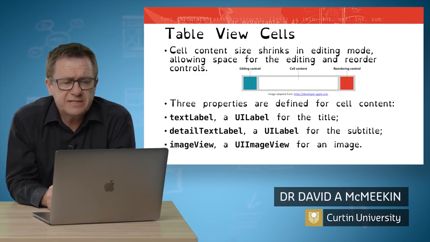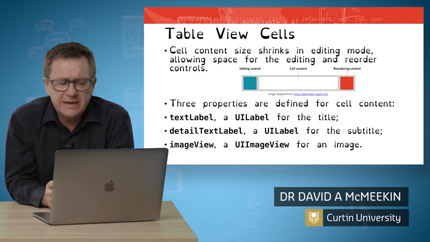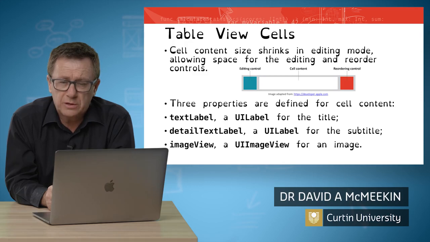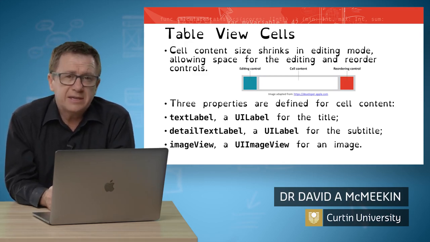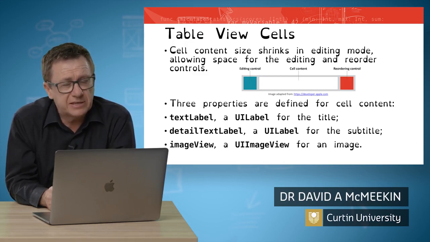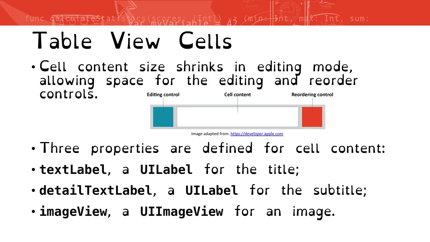Our cell content size actually shrinks in the edit mode, and it does this to allow space for the editing to occur. It allows for the reordering control to show up. It also allows for the editing control to show up. Looking at the slide diagram, again, it should be familiar. You will have seen this in apps you've used.